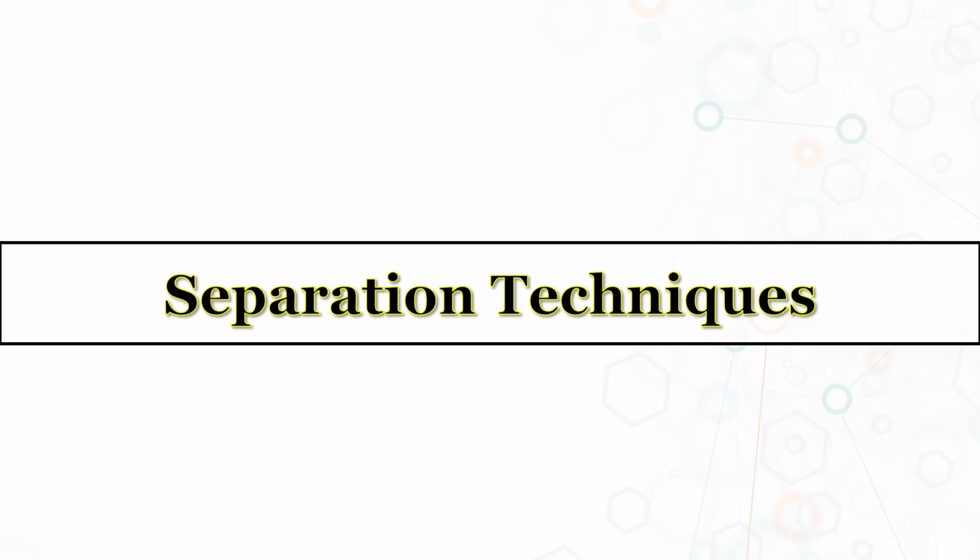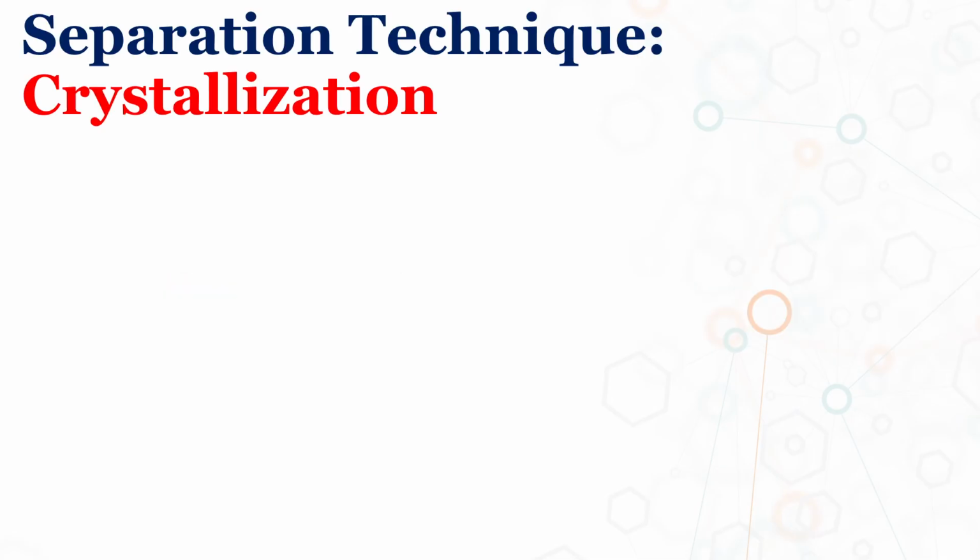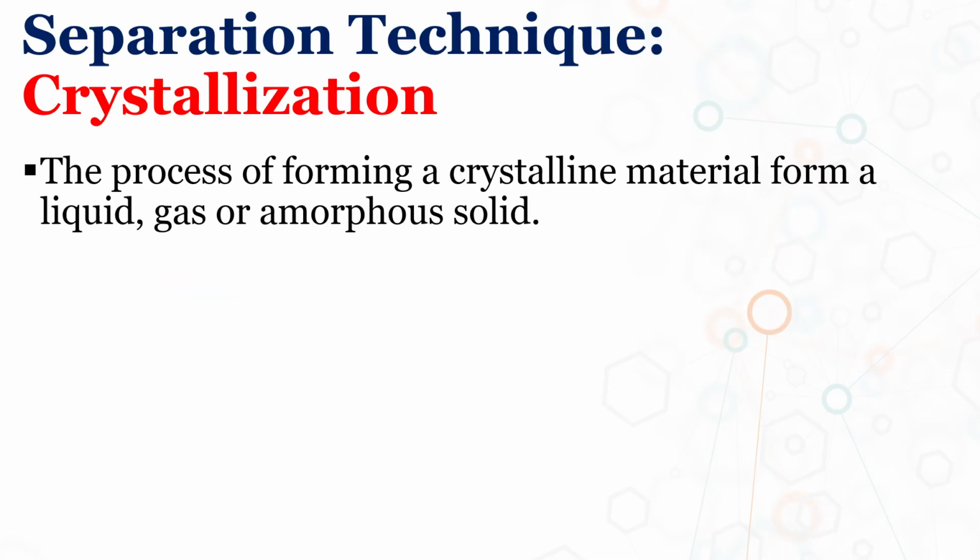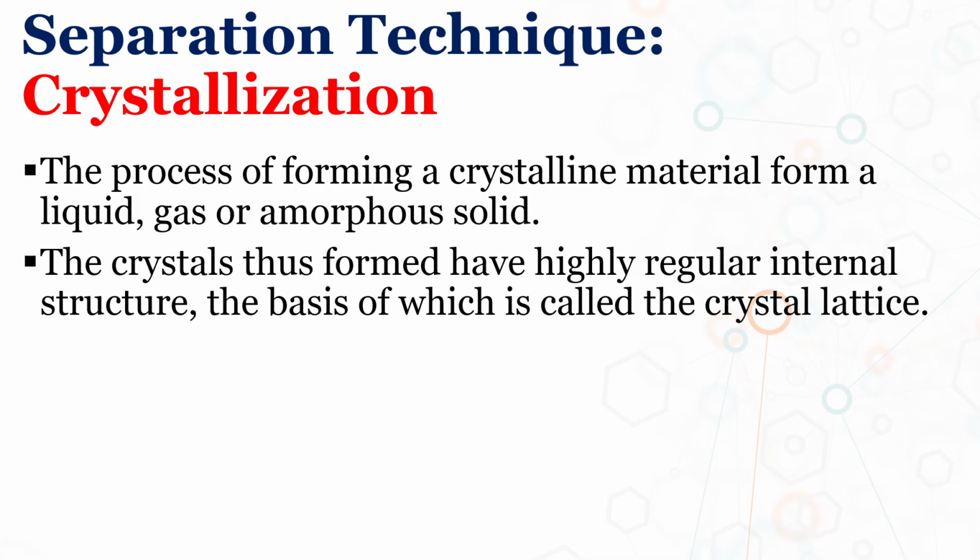So for our separation techniques, as we mentioned in the introduction, we have sublimation, etc. For the first one, we have crystallization. It is the process of forming a crystalline material from a liquid, gas, or amorphous solid. The crystals thus formed have a highly regular internal structure, that's why it is called a crystal lattice.